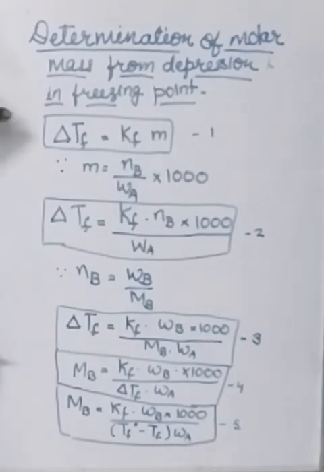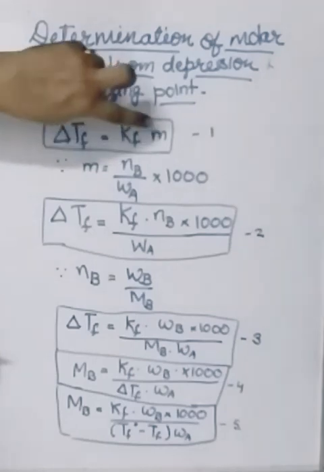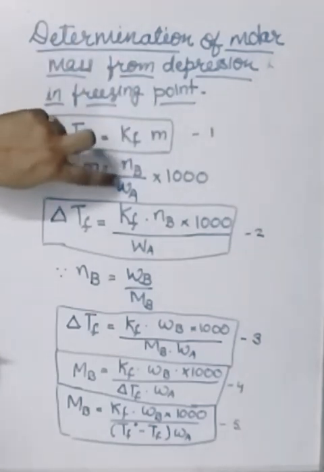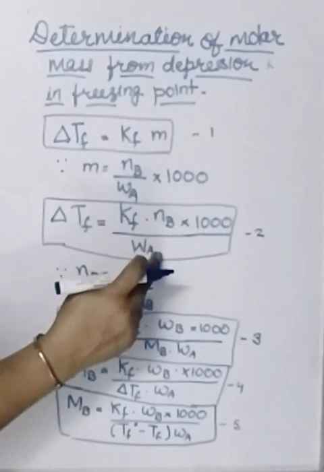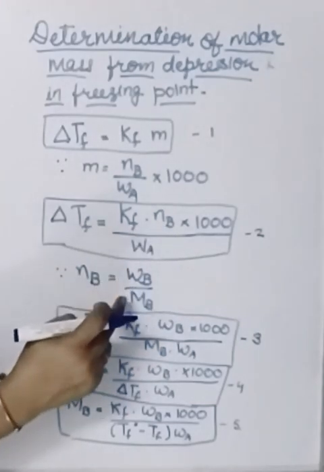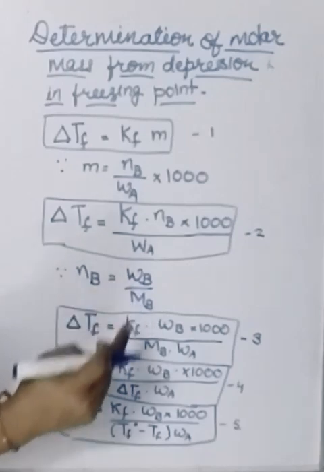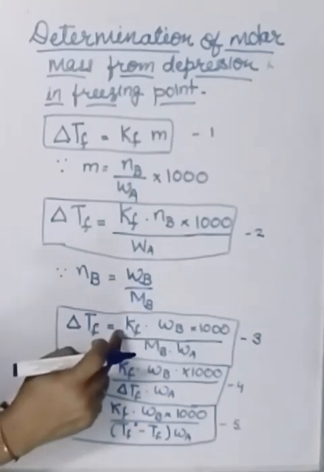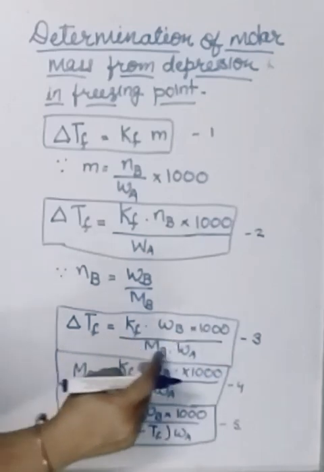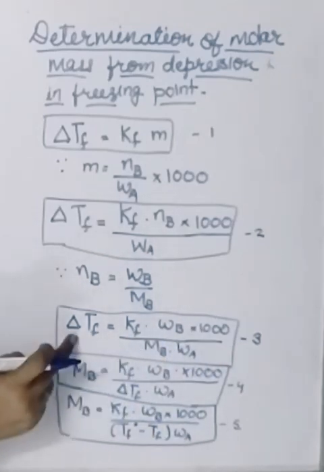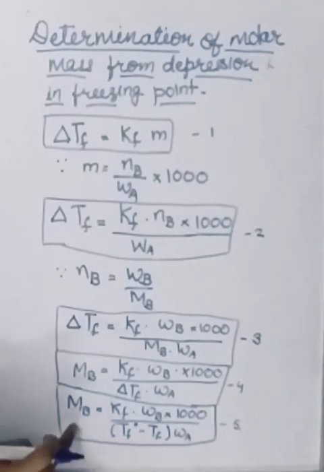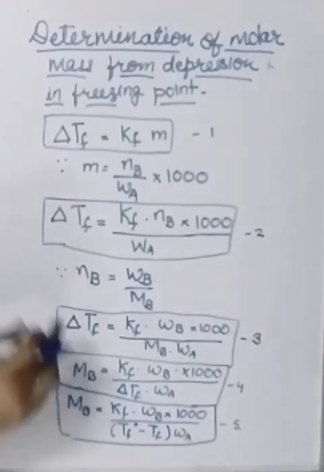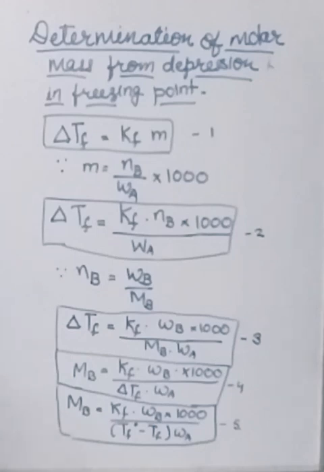So we determined molar mass from this. We had seen del TF equals KF M. On putting the expression of molality NB upon WA into 1000, we get del TF equals KF NB into 1000 upon WA. We know NB equals given mass upon molar mass, that is WB upon MB. On putting this expression, we get del TF equals KF WB into 1000 upon MB into WA. Just cross multiplying, we get this expression. On putting the value of del TF as TF0 minus TF, we got this expression. So whatever values are given in our numericals, accordingly we can use the formulae.